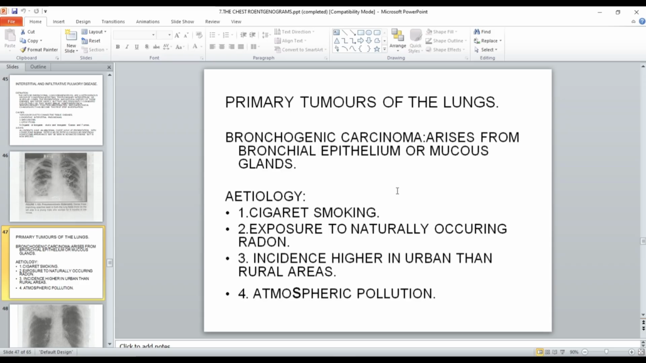Then primary tumors of the lung. The primary tumors of the lung include bronchogenic carcinoma, which arises from the bronchial epithelium or mucous glands. Etiology is unknown, but the factors which promote primary tumors are cigarette smoking, exposure to naturally occurring radon, higher incidence in urban than rural areas, and atmospheric pollution.